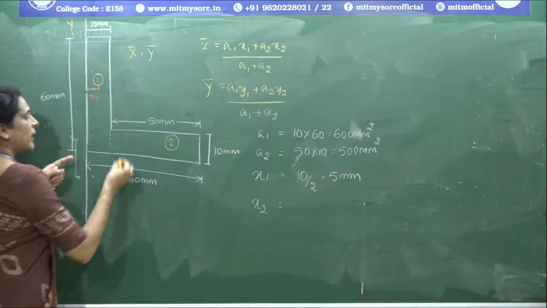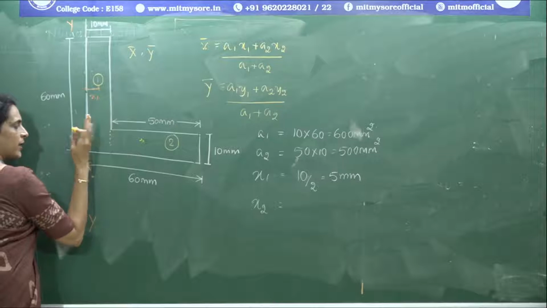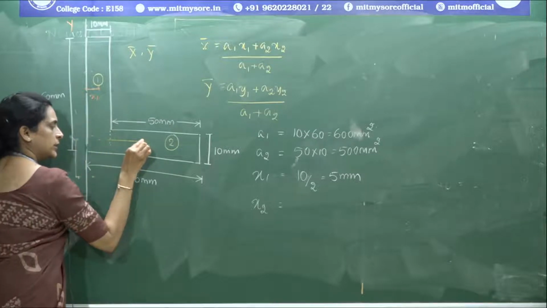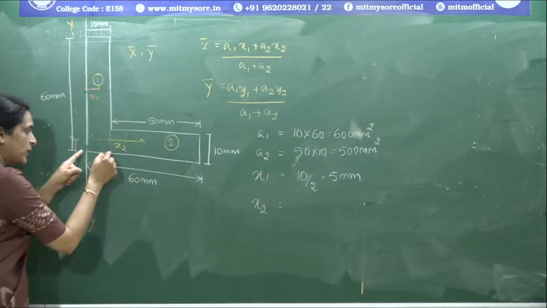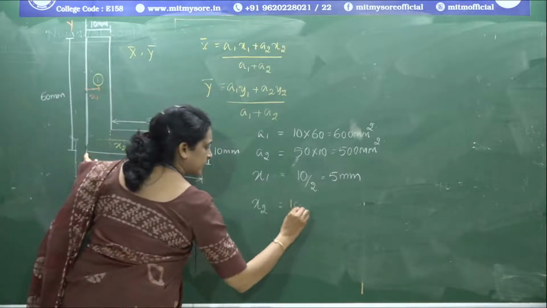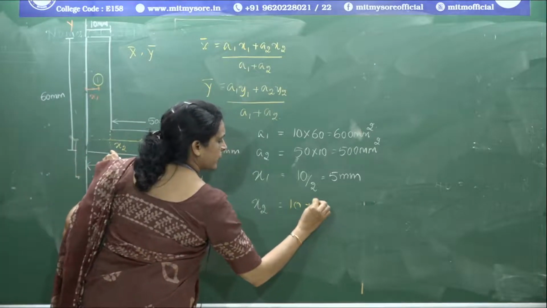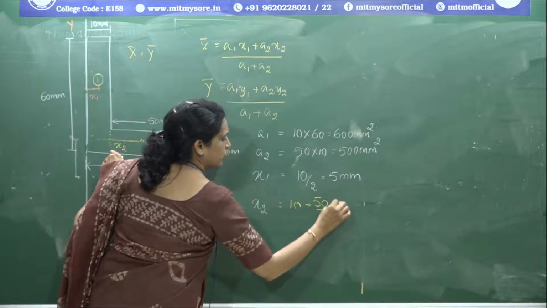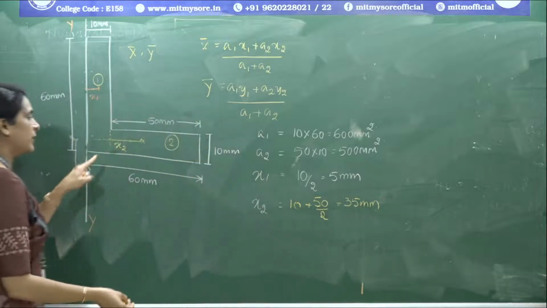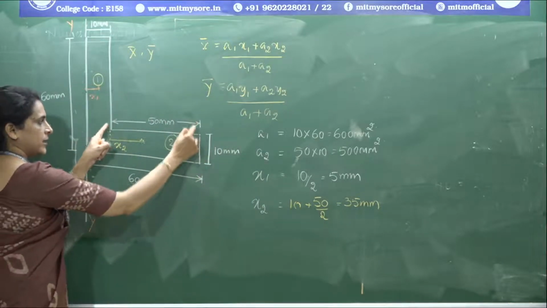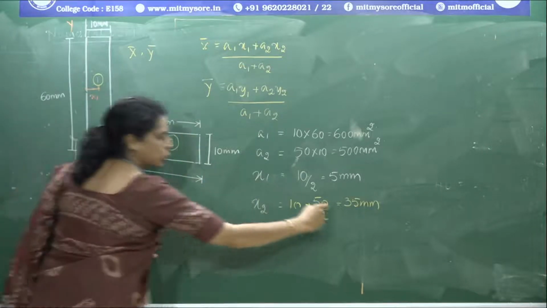Next, locating the centroid of the second section. Taking y as the reference, from y till this point is x2. So what is this value? It is 10 plus the centroid of this section, which is 50 by 2. So we get 35 millimeter. We can just observe this distance is 50, so the centroid of this is 50 by 2.